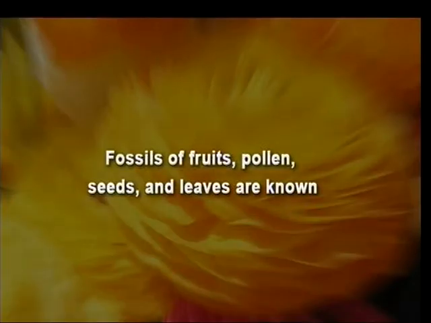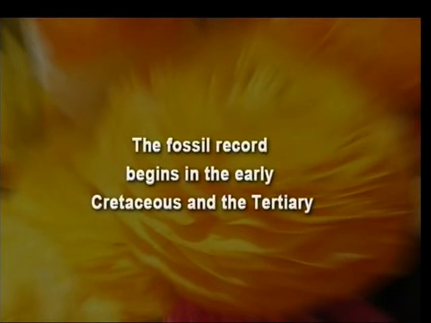Coming to the fossil record, fossils of fruits, pollens, seeds, and leaves are known from several dozen locations. The fossil record begins in the early Cretaceous and continues throughout the Tertiary period. In most cases, the fossils are assigned to presently existing, extant genera, and they show a close relationship to a particular extant genus.